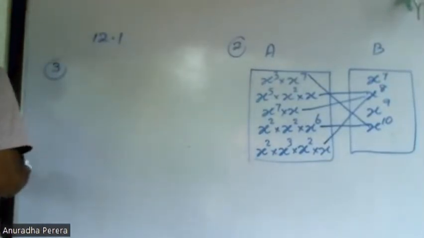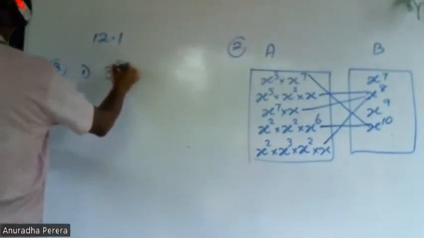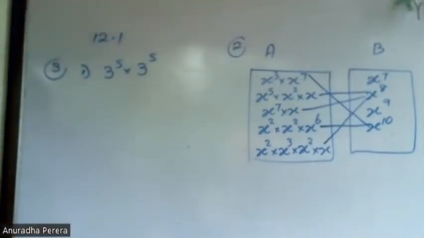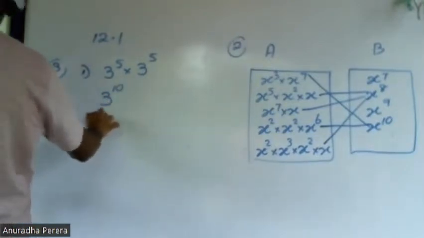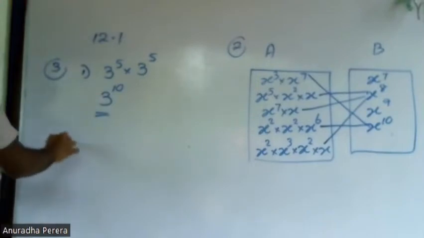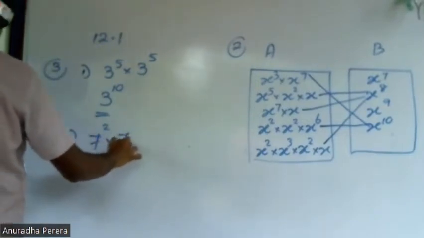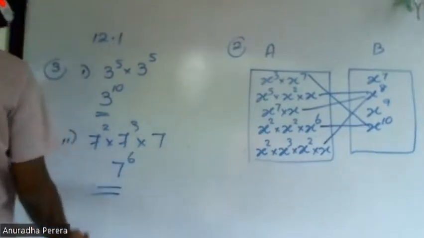Simplify and find the value. A to the power of 5, A to the power of 5, this is A to the power of 10. Second one, 7 to the power 2, 7 to the power 3, 7 to the power 6.